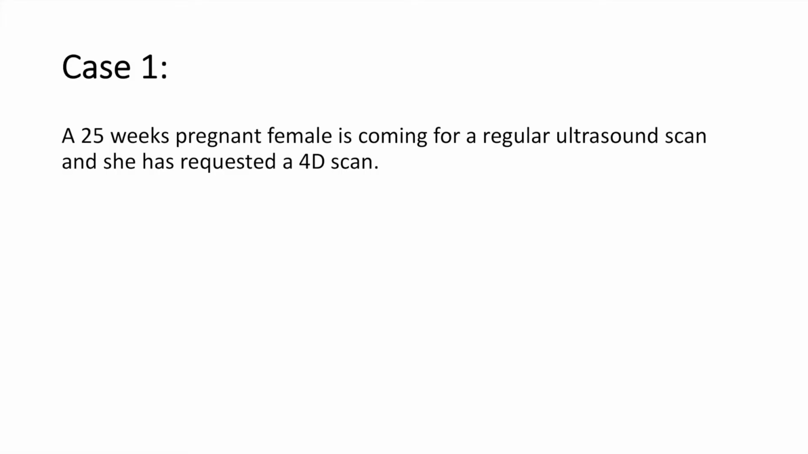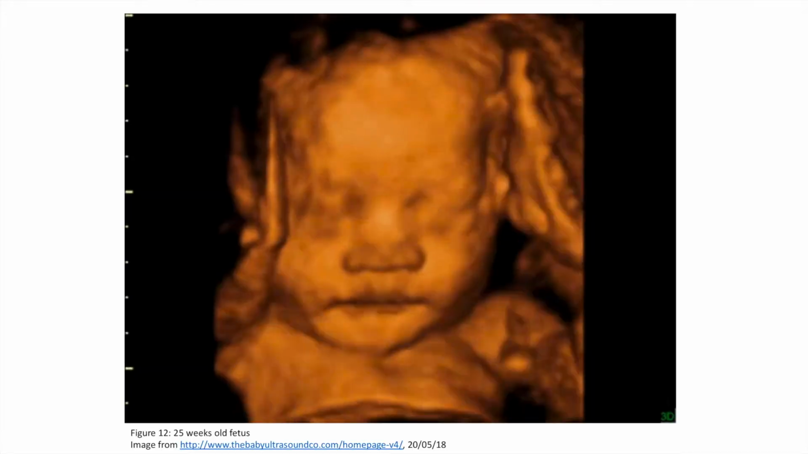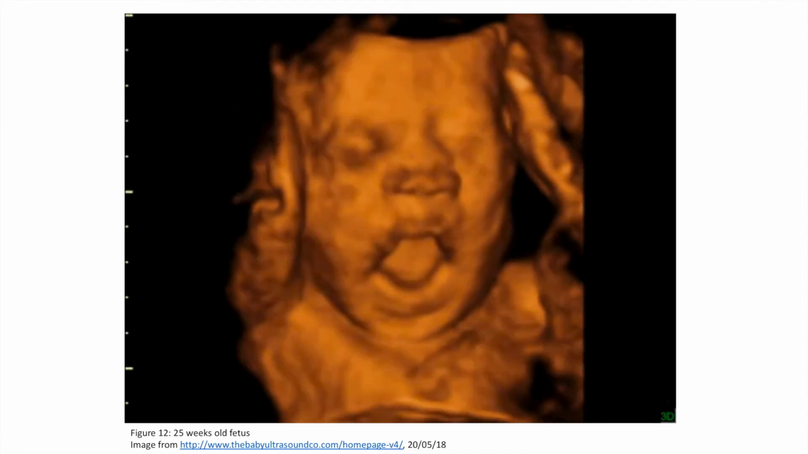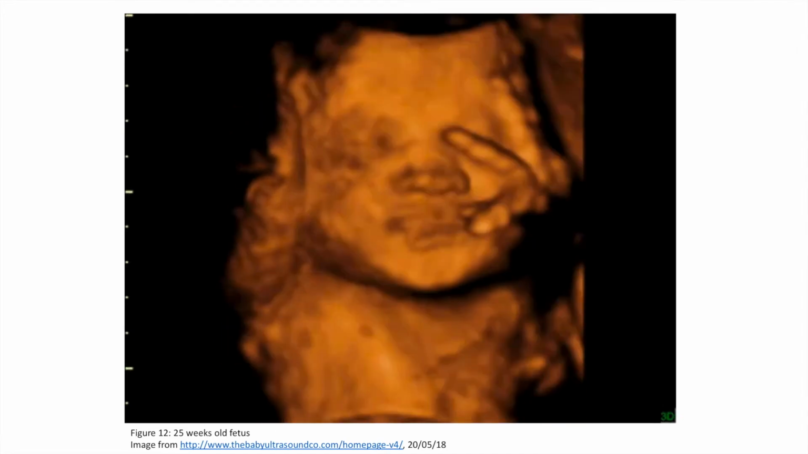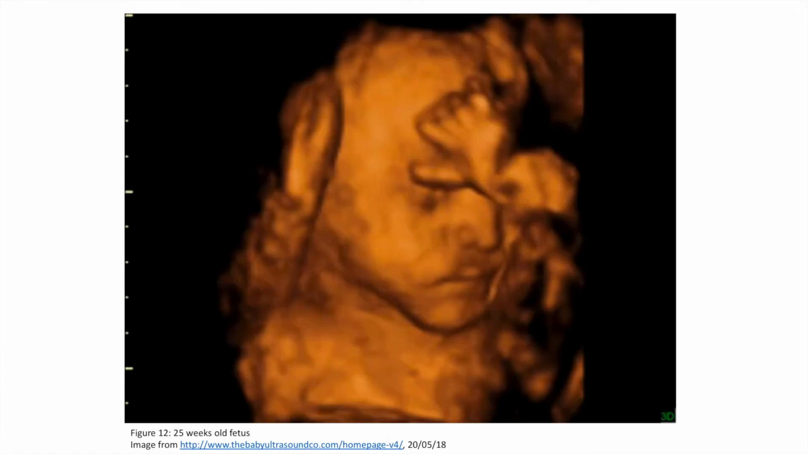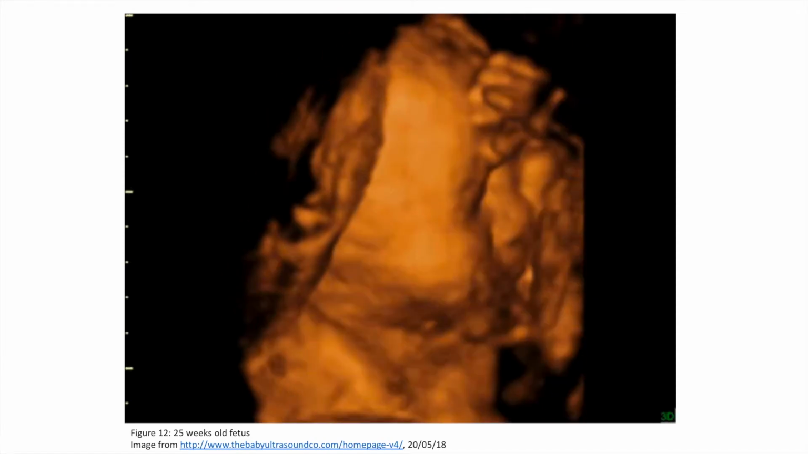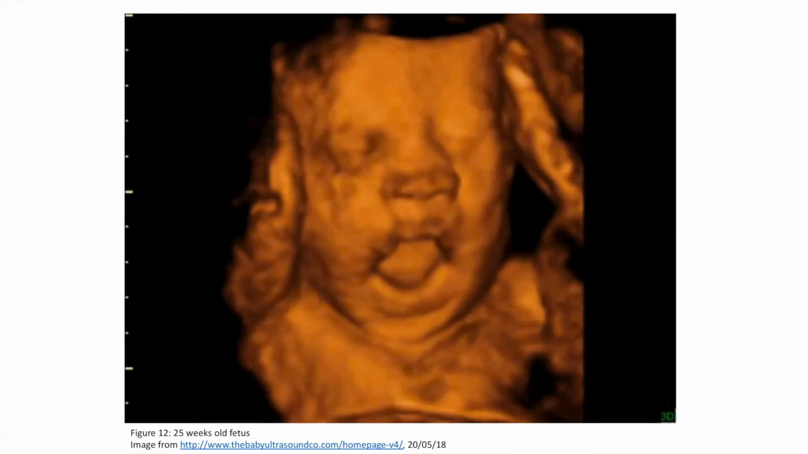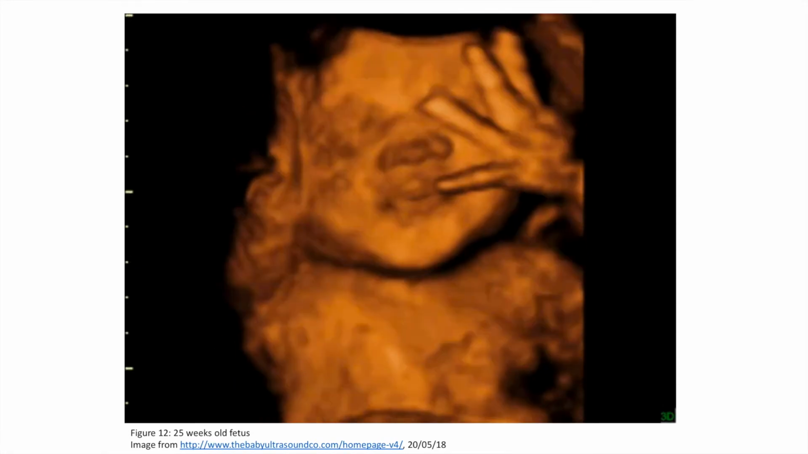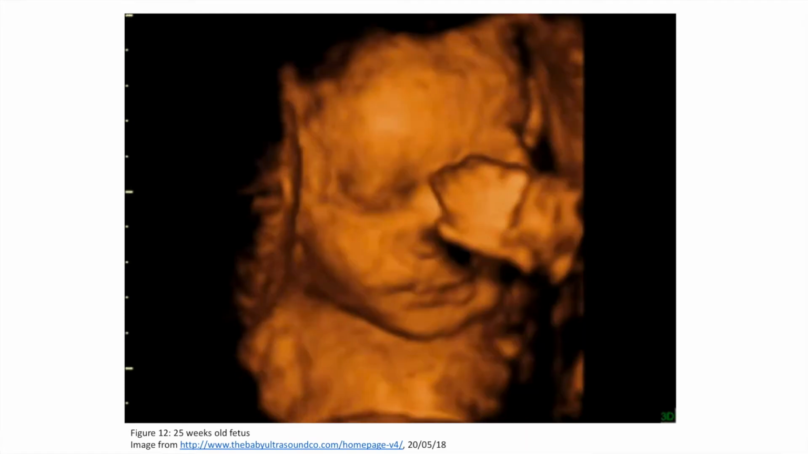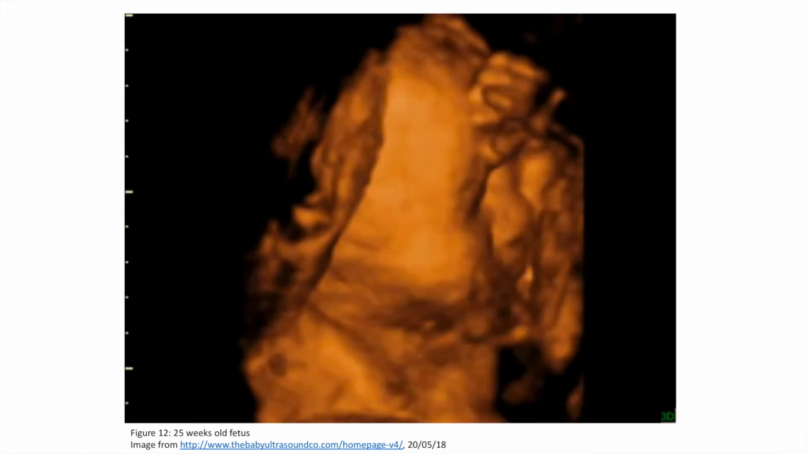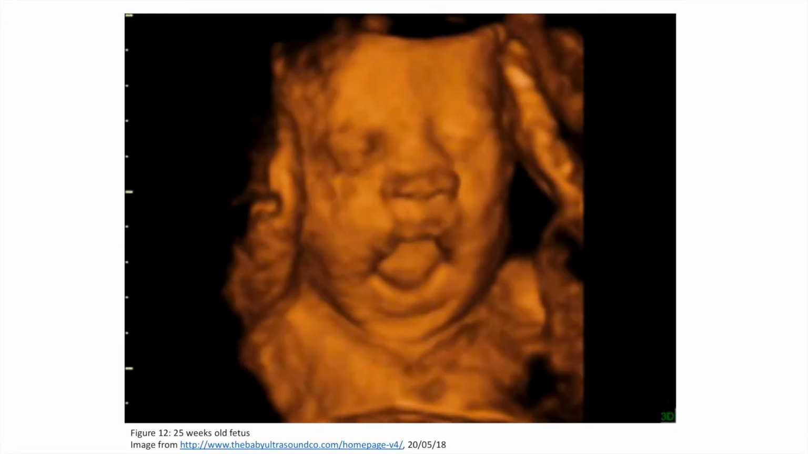Let's look at a standard clinical scenario. A 25 weeks pregnant female is coming for a regular ultrasound scan and she has requested a 4D scan. This is the 4D ultrasound image of a fetus in a womb, showing the anatomy of the fetus and its motion in real time. For example, here the baby is yawning and moving laterally. The 4D images show that the baby is happy and healthy, and there is no malformation in any other anatomical parts of the body.